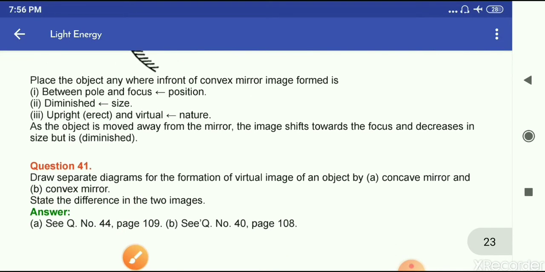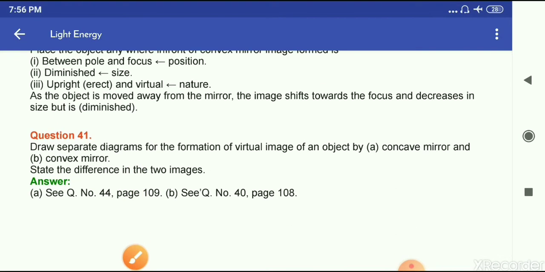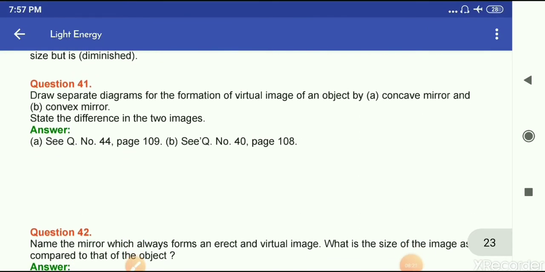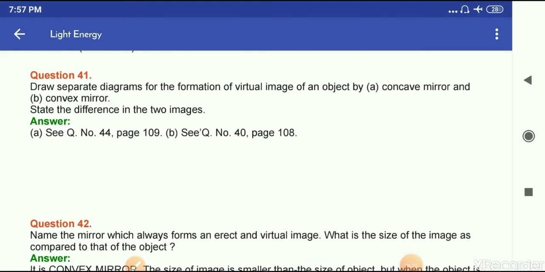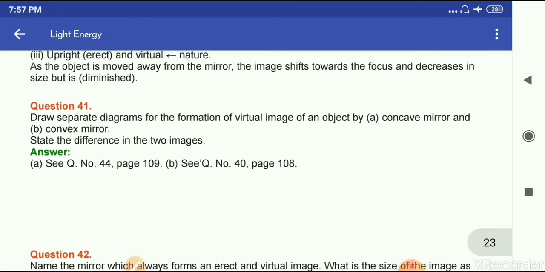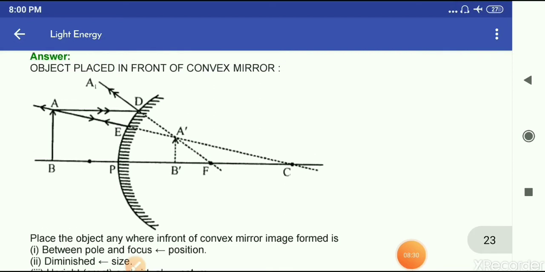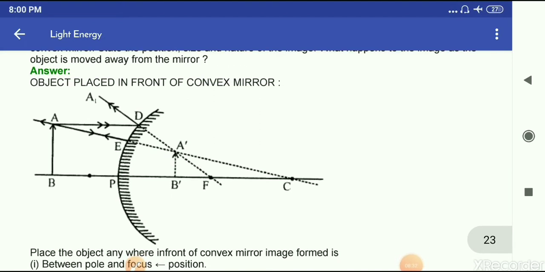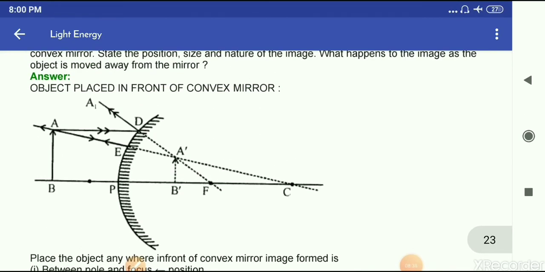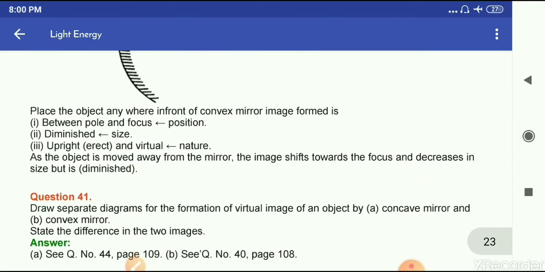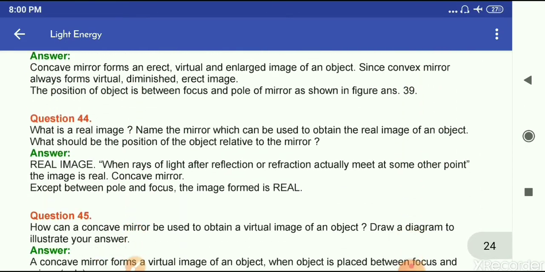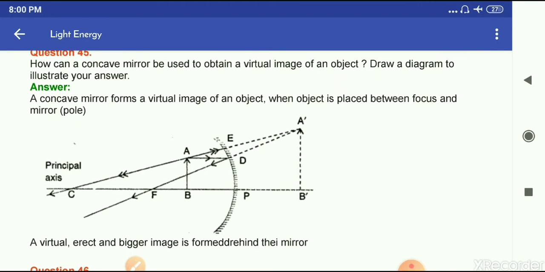Now question number 41. Draw separate diagrams for the formation of virtual image of an object by concave mirror and convex mirror, and state the difference in the two images. For convex mirror, you have to draw this diagram. Okay, and for concave mirror, you have to draw this diagram. Okay, this is answer number 1 for concave mirror and for convex mirror.